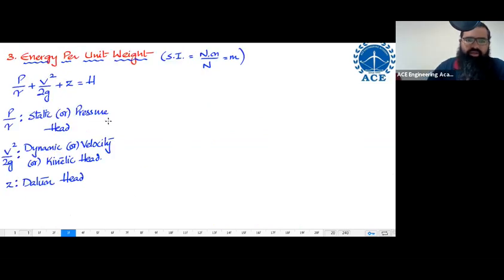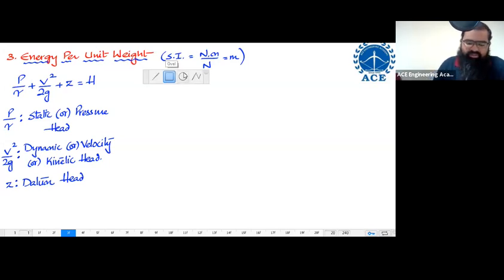Now let me explain the physical meaning of each of these heads, how to visualize each of these heads. To understand this, you have to know some basics: whenever you want to measure the velocity at a particular point in a flow, you are going to use two devices. One device is known as a pitot tube. Along with the pitot tube, we require a piezometer. To understand this better, let us see a diagram.